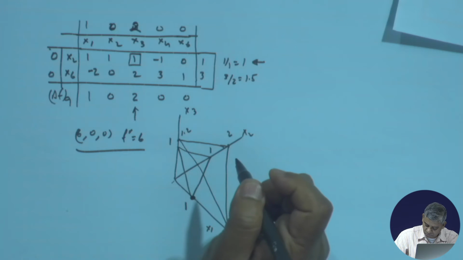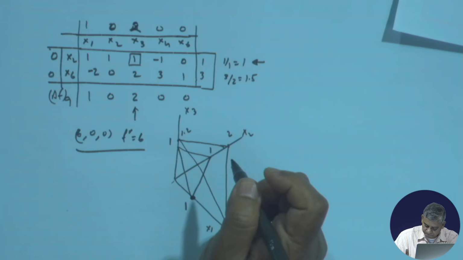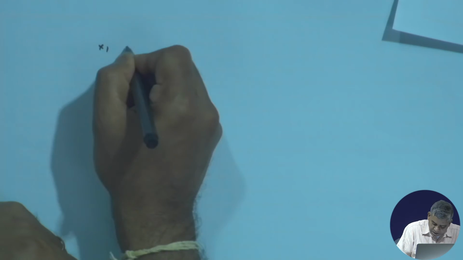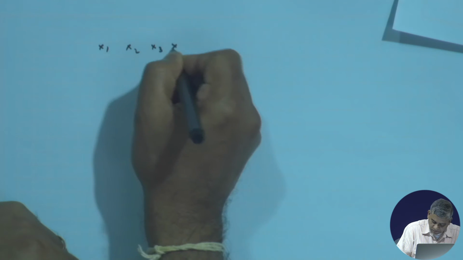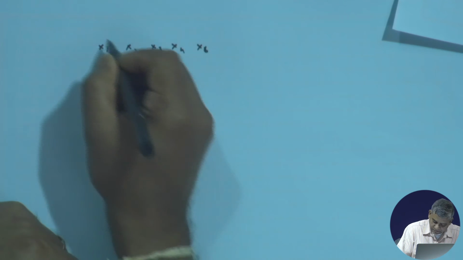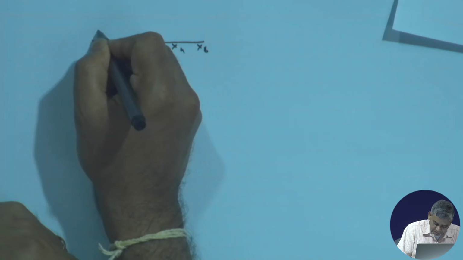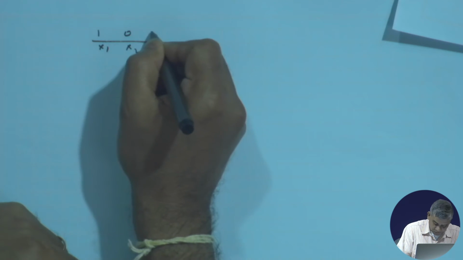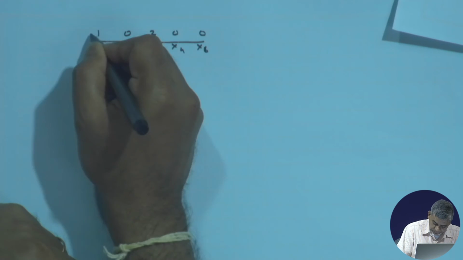x3 is 2, and x1, x2 are 0. No, there is no such point. You may have done something wrong. Let's see. So x1, x2, x3, x4, x5, x6. We have still here 1. So we are maximizing, right? So 1, 0, 2, 0, 0.